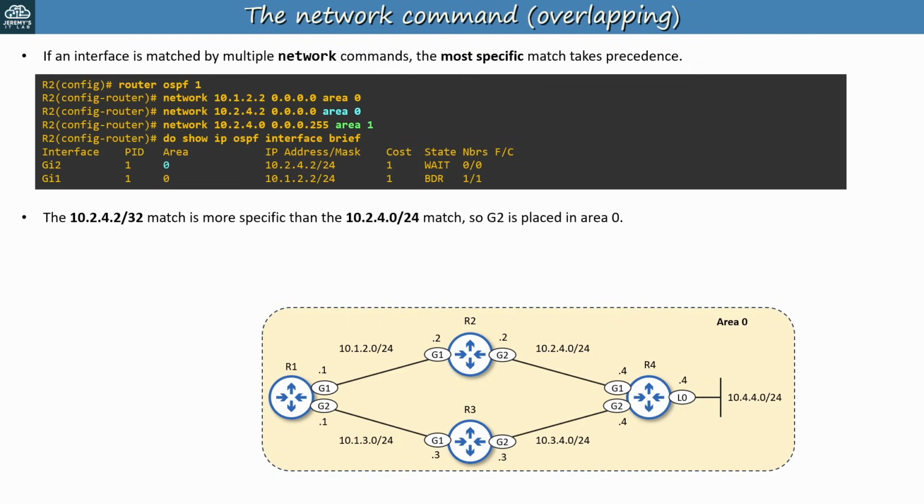The 10.2.4.2/32 match is more specific than the 10.2.4.0/24 match, so G2 is placed in area 0, not area 1. If you specify each interface IP with a /32 wildcard mask, you won't encounter situations like this, but just keep this behavior in mind.